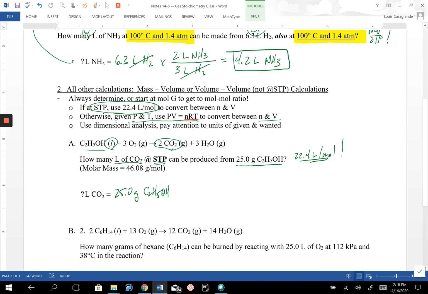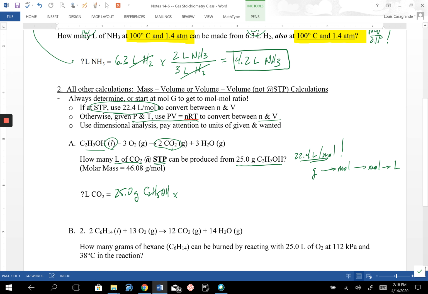Now, remember, we want to do the following. Let's think about a roadmap. We have grams of ethanol. For stoichiometry, we always want to get to moles first. Then from moles of the ethanol, we can get to moles of our wanted. And then we can use STP, we can use 22.4 to get to liters. So let's see how that works.